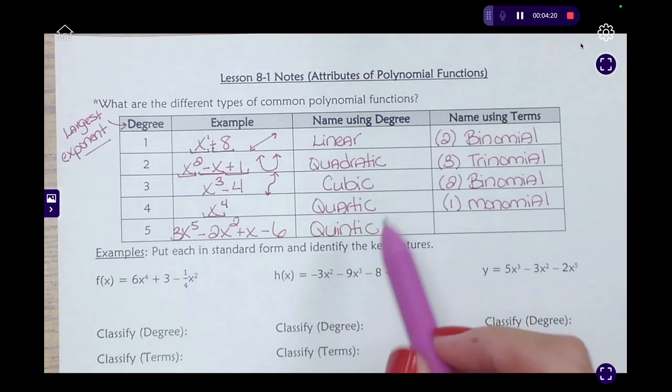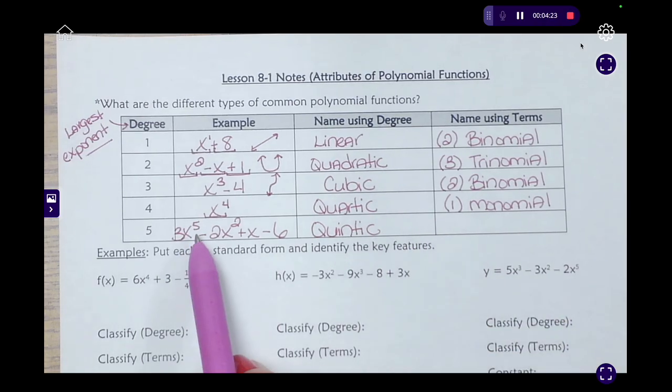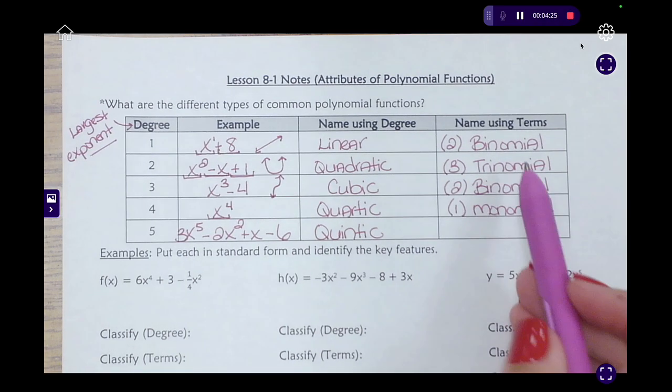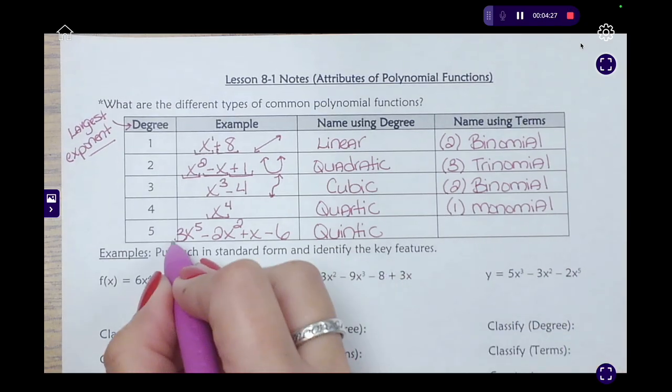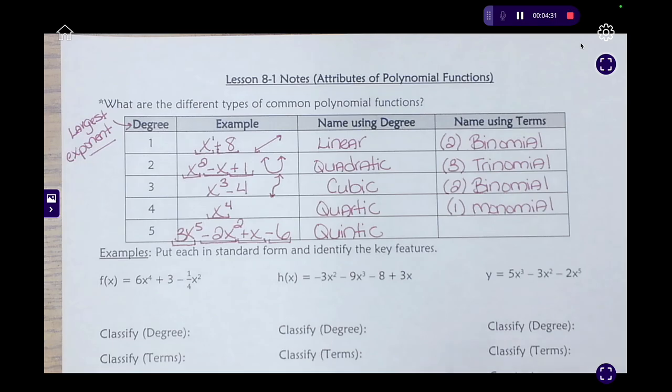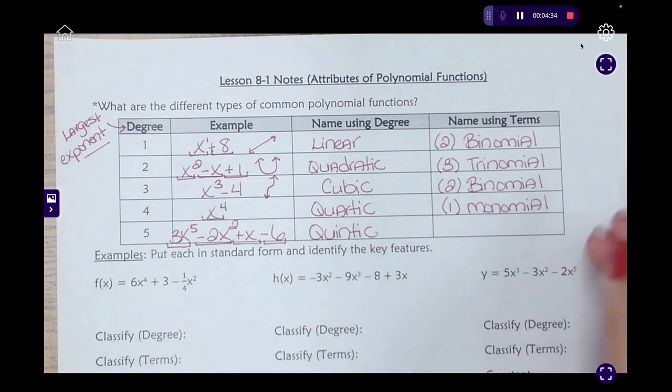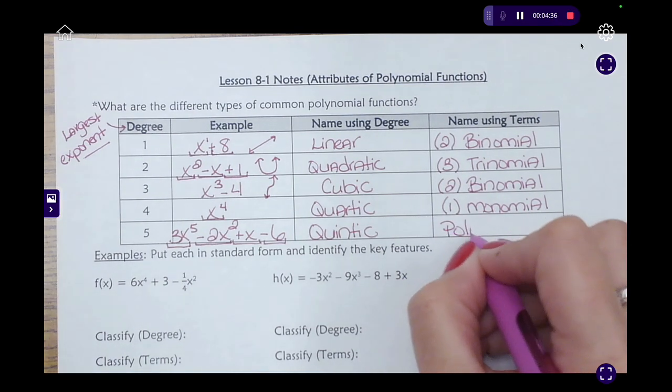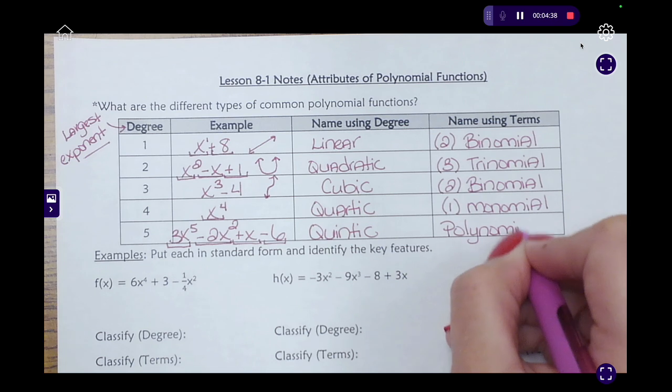Okay, so this is how I name it using your degrees. It's all based off of your largest exponent. And then for the name of the terms right here, if I look at this one, I have 1, 2, 3, and 4 terms in that one. So this one is 4 terms. For our purposes, we're just going to call that a polynomial.